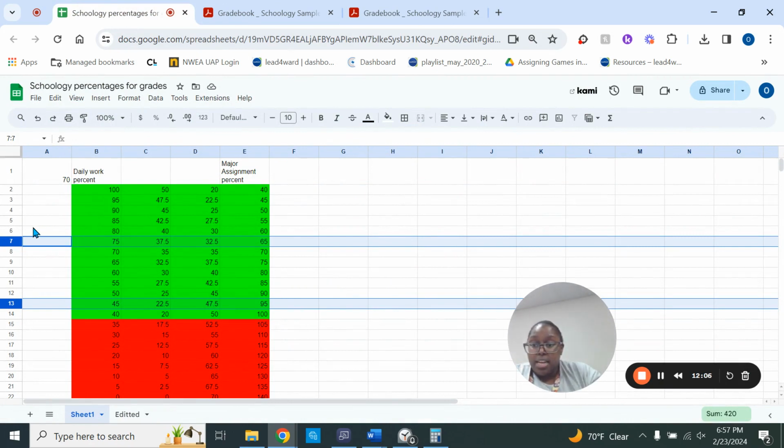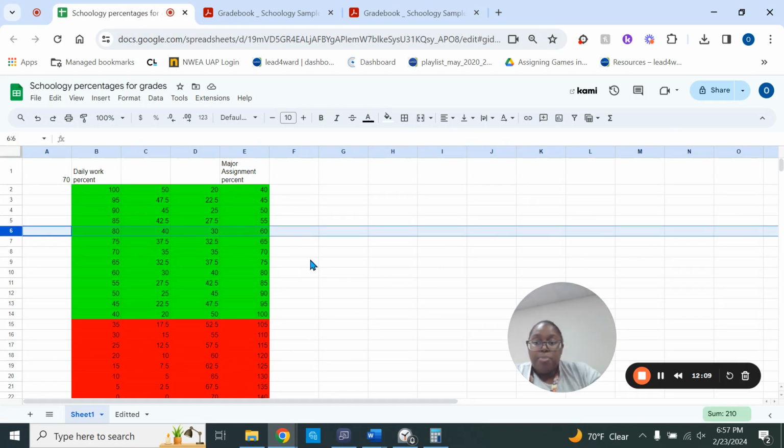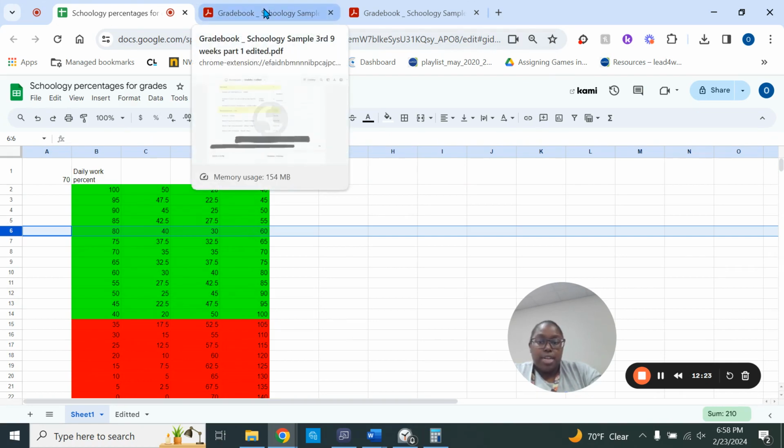So let's see what that looks like just to pass. So they have an 80 in daily works. So that puts them right here. So with an 80 in daily works, they will only need a 60% in their major grades to pass the class. Now, let's also look at their major grades and see where they can level off.